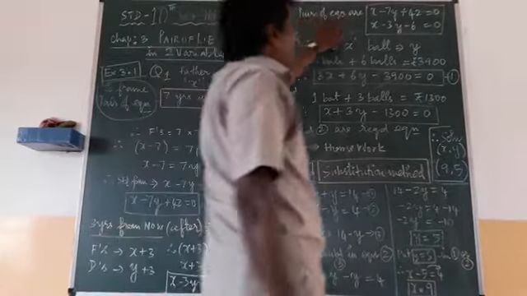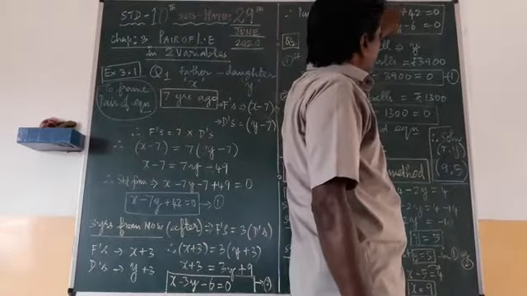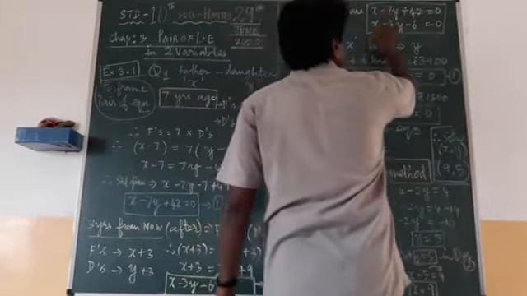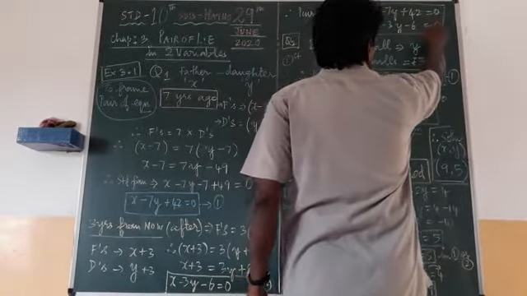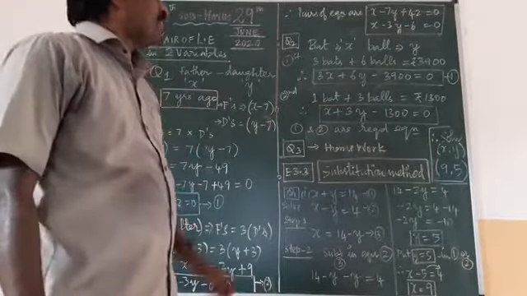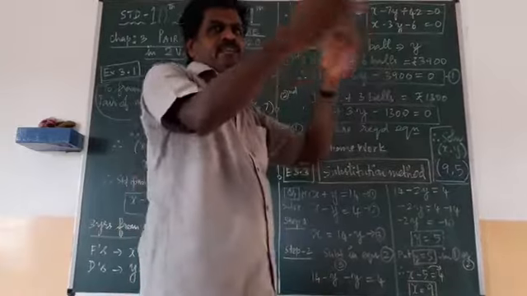So the pair of equations are X minus 7Y plus 42 equals 0, first equation. The second is X minus 3Y minus 6 equals 0, second equation. Pair of equations. This is the first problem. Now a similar second problem.